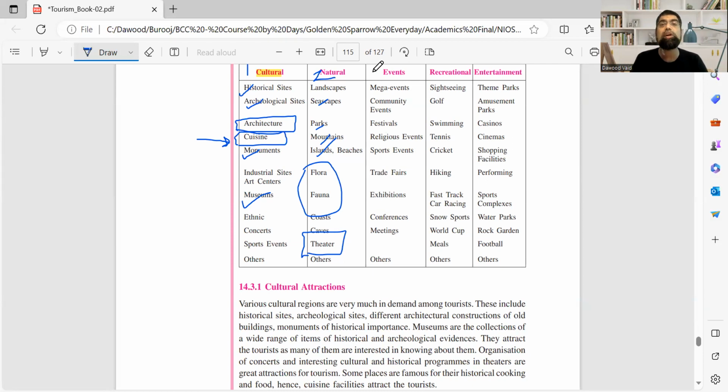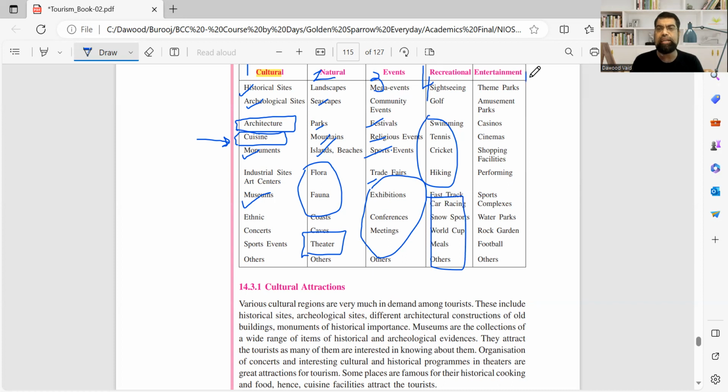Then you also visit because of events. So as I said, there are festival events like a Kumbh Mela, there's religious events, there's sports events. You watch a sports match, an IPL match or a Pro Kabaddi League. There are trade fairs, exhibitions, and remember MICE, meeting conference, all of the things that we discuss about in MICE. Recreational, simple sightseeing, shopping, sports, hiking, trekking, all of these are recreational things.